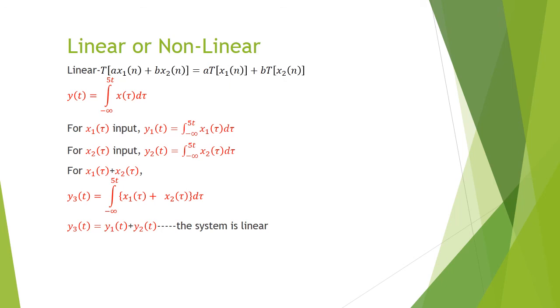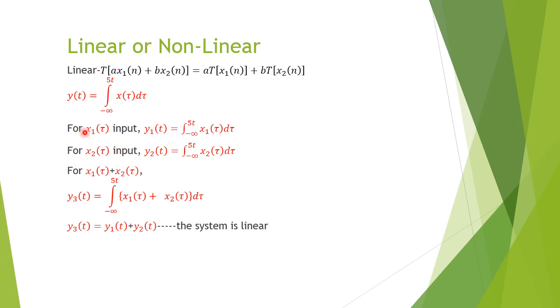So already we have seen the condition for linear and non-linear systems. Linear means T of a x1 of n plus b x2 of n is equal to a T of x1 of n plus b T of x2 of n. So this is our question. For x1 of tau as input, you will be getting y1 of t is equal to integral minus infinity to t x1 of tau d tau. For x2 of tau, you will be getting y2 of t is equal to integral minus infinity to t x2 of tau d tau.